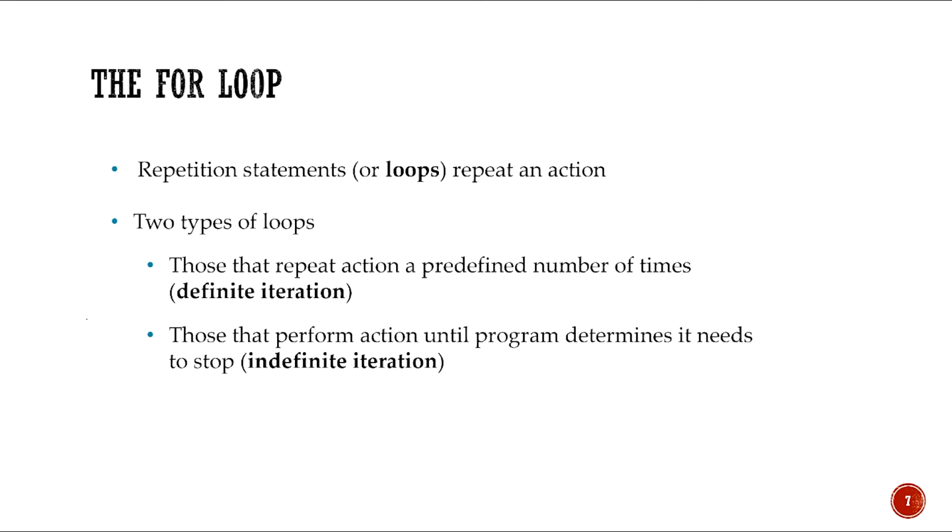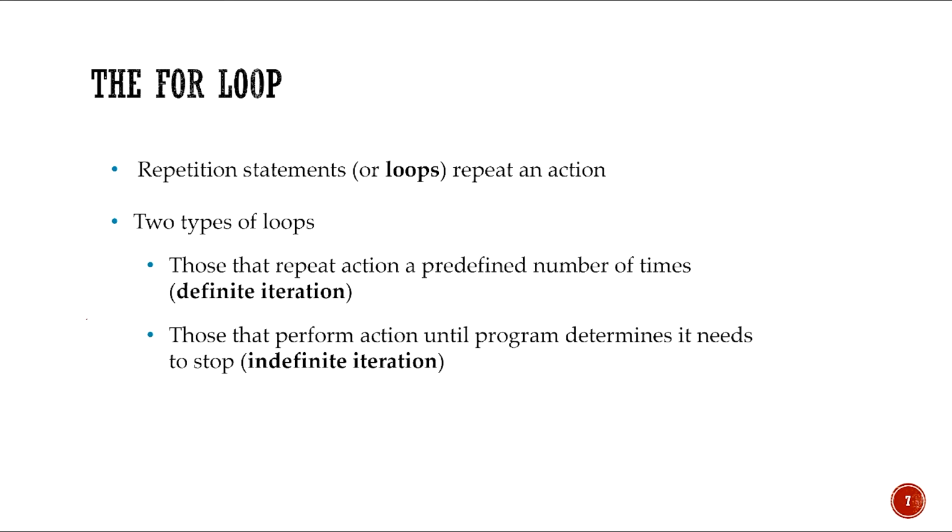Repetition statements or loops repeat an action. Now, we have two types of loops. Those that repeat actions a predefined number of times. We call it definite iteration. So we know that we want to repeat this piece of code 10 times, 100 times, or 1,000 times. So we know how many times we want to repeat it beforehand. That's what we call definite iteration.